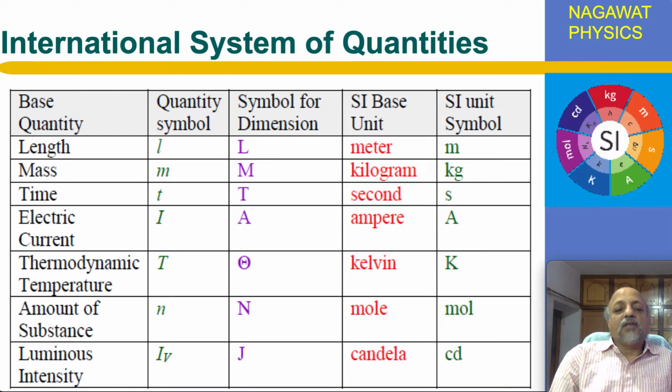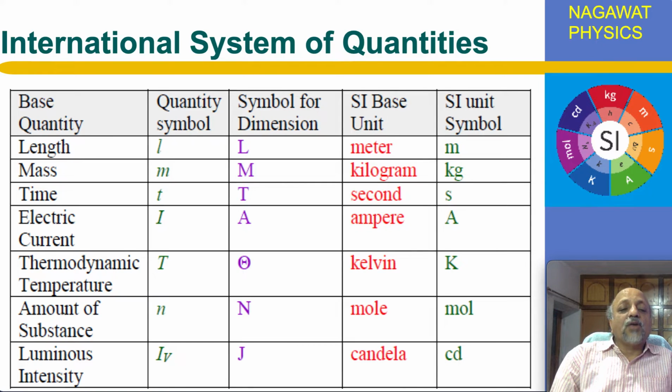Electric current, quantity symbol is I, italic, and the symbol for dimension is capital A, the unit is ampere, and SI unit symbol is capital A. Thermodynamic temperature would also become very important when we take up thermodynamics, and for that quantity symbol is italic T. Now you have to be very cautious. You just find that quantity symbol for thermodynamic temperature is italic capital T, and the symbol for dimension of time is capital T. So you have to be cautious.